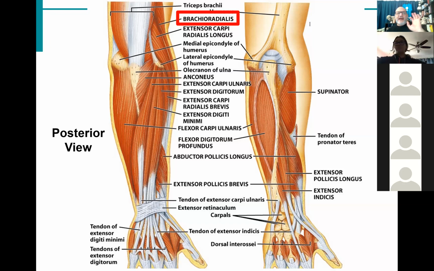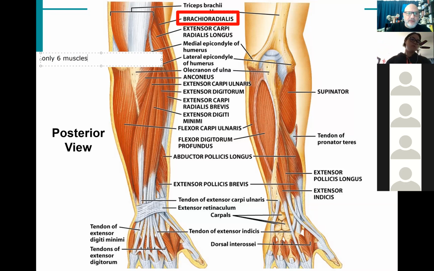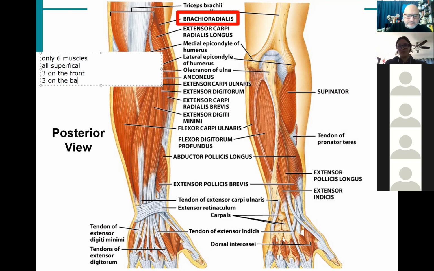All right. As I mentioned, we are going to move on to the forearm. And the forearm can be a little tricky, but there are a couple things to remember that are going to help you to be successful in this. For starters, there's only 6 muscles. They're all superficial. And there are 3 on the front and 3 on the back of the forearm.